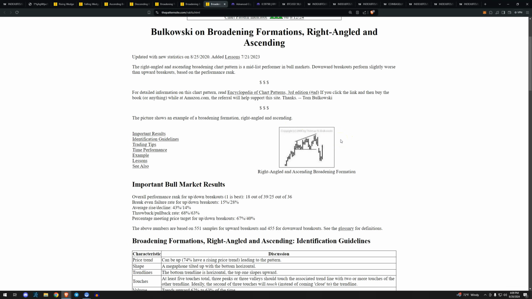This might seem wishy-washy, but it's important to first identify what this is, because then that leads you down the road of, okay, what is the performance ranking and what are the numbers behind patterns that typically look like this? And we just had one of these the other day that broke down, right?